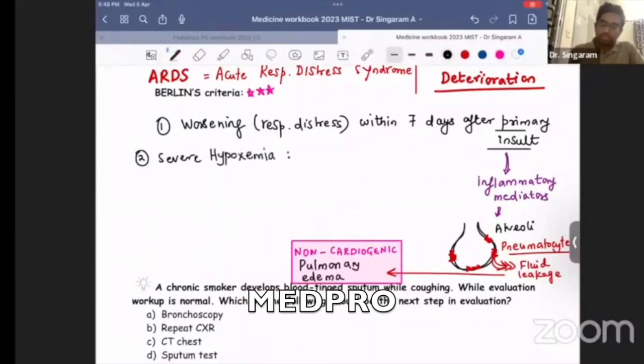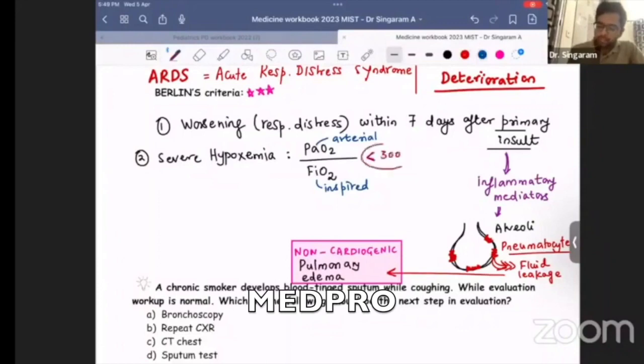And how do you define this hypoxemia? We define the hypoxemia by a ratio called PaO2 divided by FiO2. What is the meaning of this? O2 is oxygen. Pa refers to the pressure in the artery, the arterial pressure of oxygen. Fi refers to the inspired oxygen. And this value will be less than 300.